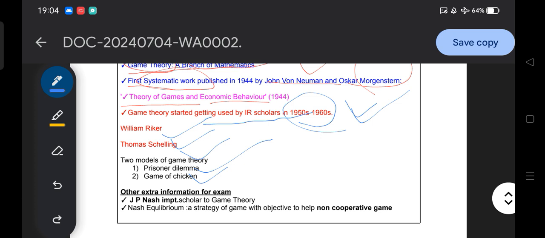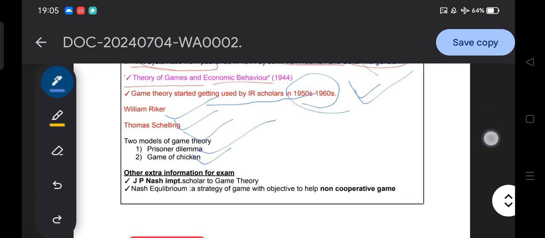Then the game of chicken. In the game of chicken we discuss the concept of the Cuban Missile Crisis, a conflict situation in which both states are at the edge of nuclear war, and if one state takes a wrong step, it will result in nuclear war and complete destruction. So in the game of chicken we understand the concept of complete destruction, but on the other hand in the prisoner's dilemma we discuss how states take decisions in a conflict situation and what kind of decisions are considered rational or logical. Okay, so that is how the prisoner's dilemma and game of chicken are part of game theory in international relations, very very important.